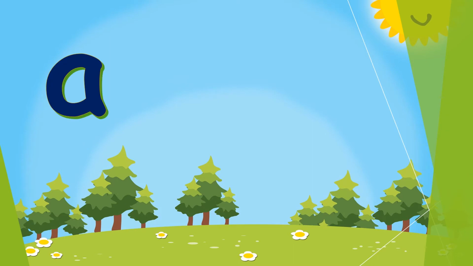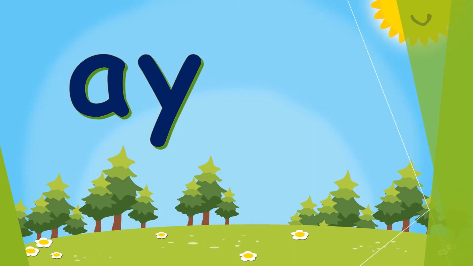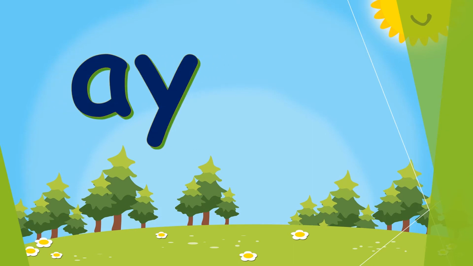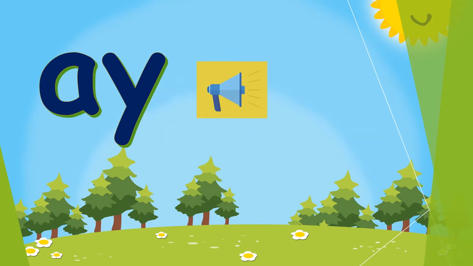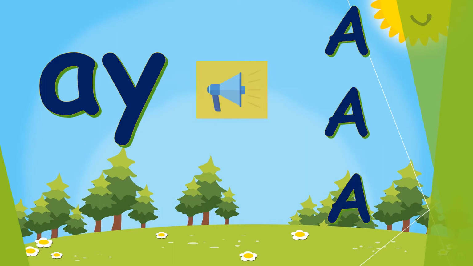The letters A and Y together make the sound A, the long A sound, just like the name of the letter A. So the letters AY sound A, A, A.